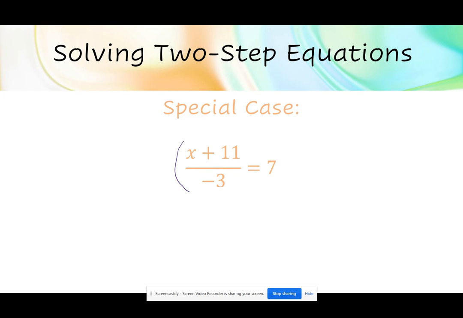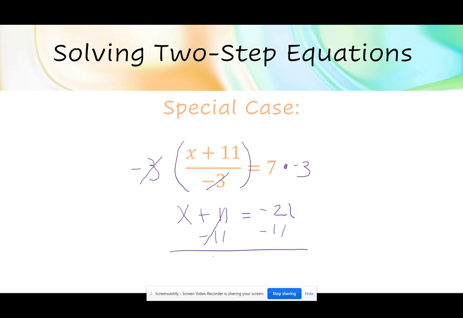We have to multiply this whole side by -3 and this 7 by -3 because we have to get rid of this denominator before we can get rid of the 11. So if we multiply both sides by -3, they cancel out on the left side, so we're left with x plus 11 equals 7 times -3 is -21. And now it just looks like a one-step equation. The 11 is being added to the x, so we undo it by subtraction. So we're going to subtract 11. That goes away, we're left with x equals -32.